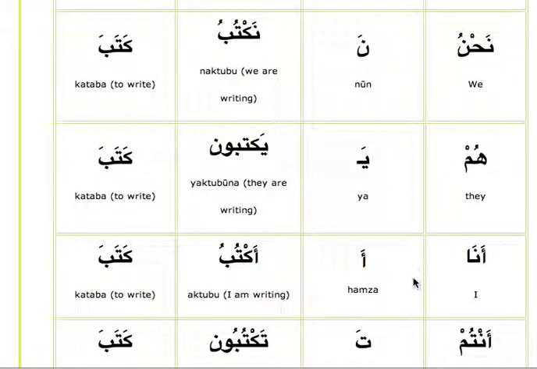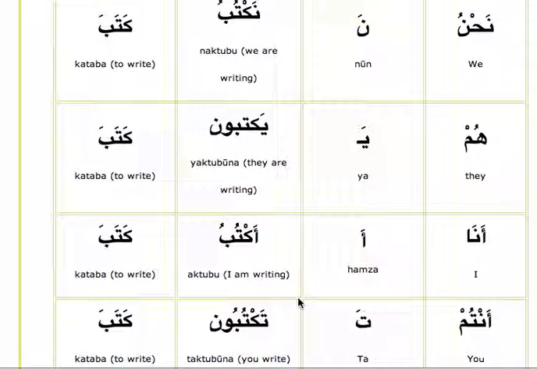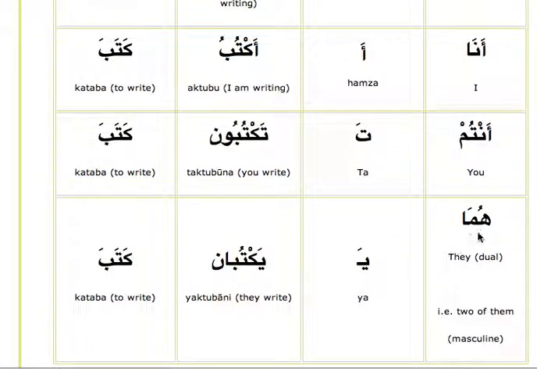According to what we learned yesterday: ana, a, aktubu, kataba. Now, antum, taktubuna, kataba. هم, يكتبان, كتب.